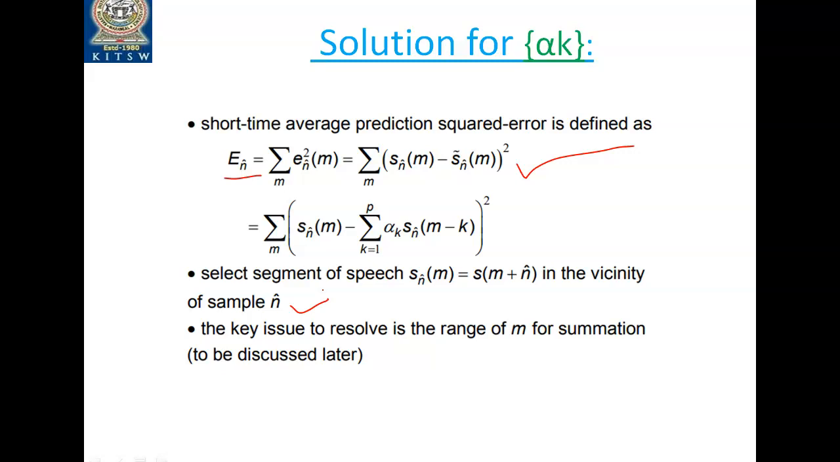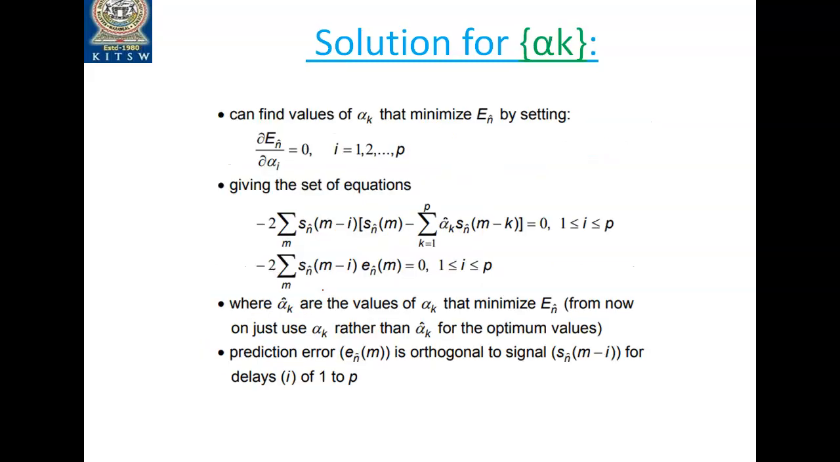What is our interest? We need to apply the window only over a specific interval, so we need to fix the interval of the summation. To fix the interval of the summation, we introduce two methods, that is covariance and autocorrelation. That is how you need to understand it. The key issue here is to resolve the range of values of m, which we are going to discuss.